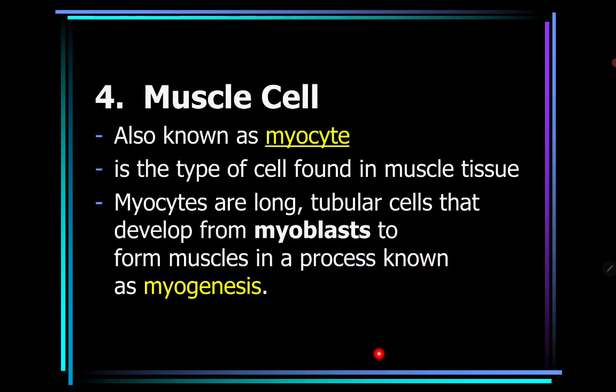So now let's move on to the muscle cell, also known as myocyte. It is a type of cell found in muscle tissue, and myocytes are long tubular cells that develop from myoblasts to form the muscles in the process known as myogenesis. So this is the process to form muscles, myogenesis.